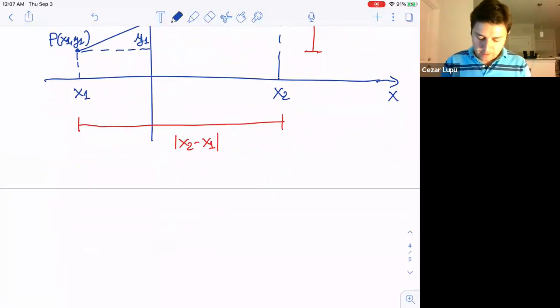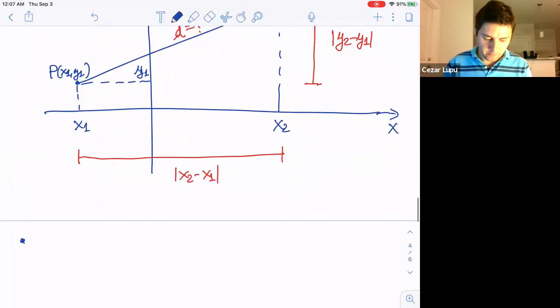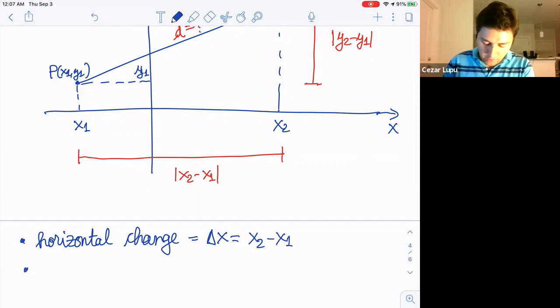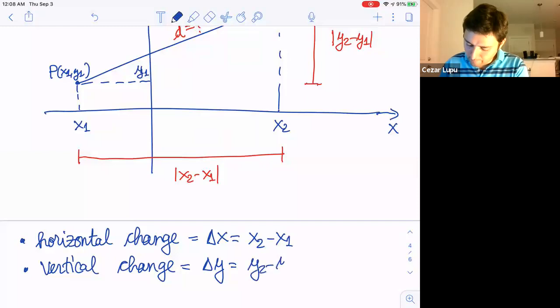All right, now let's write down what we see on this graph. Well, we see that the horizontal change, let's call this delta x, is nothing else than just x2 minus x1. And now we look at the vertical change. This is delta y, which is y2 minus y1.